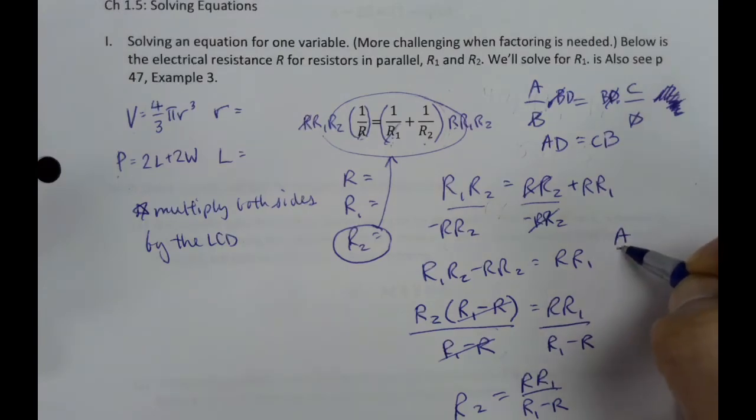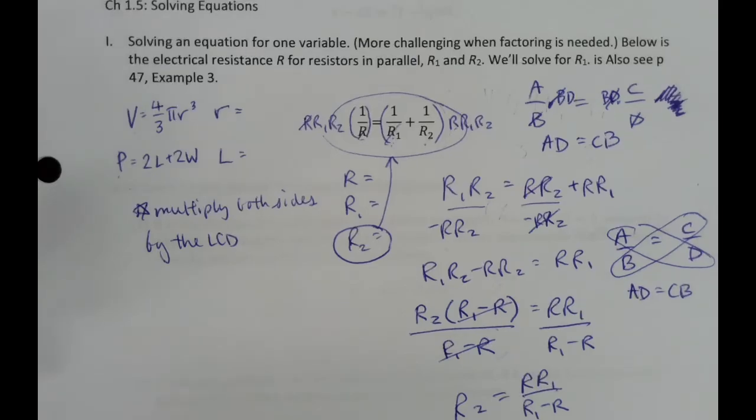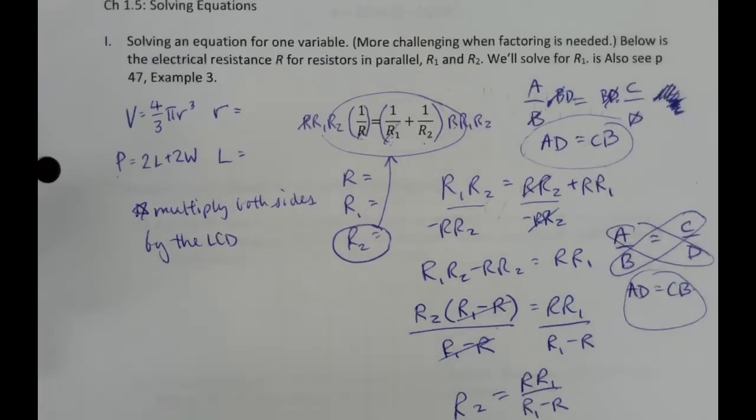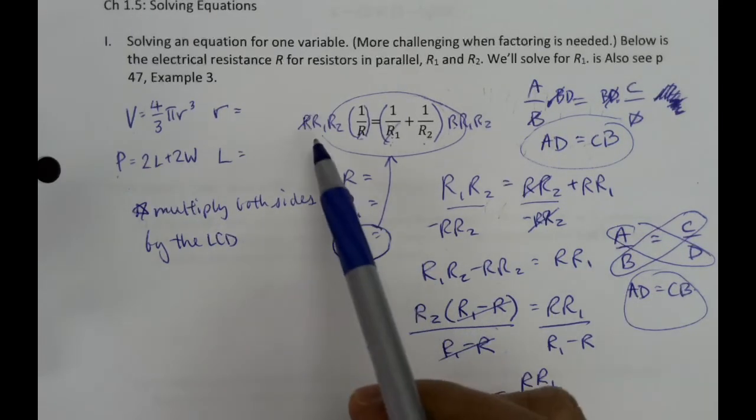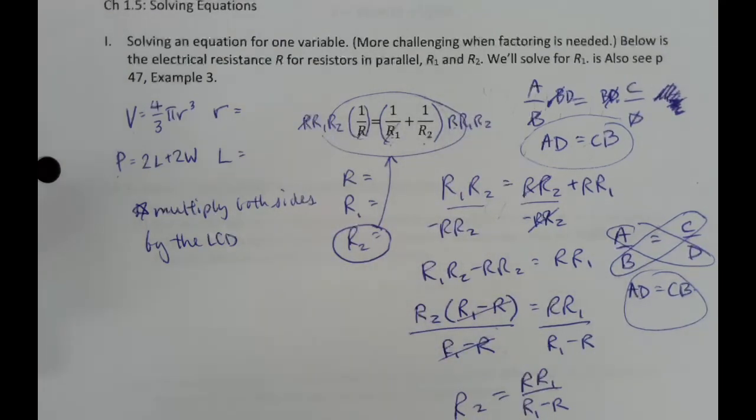You know, that's actually why cross multiplication works. AD equals CB. If you ever wondered, why does cross multiplying work? It is basically a shortcut for multiplying both sides by the least common denominator, because that's what you end up with. And that's what we're doing here. So that is the shortcut when it comes to working out a problem like this.